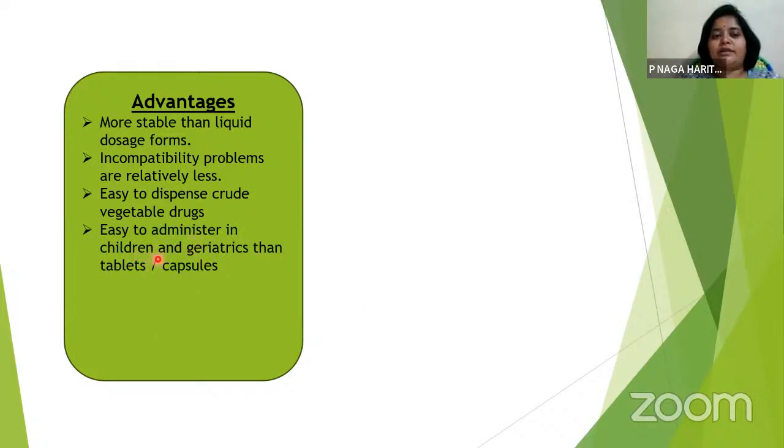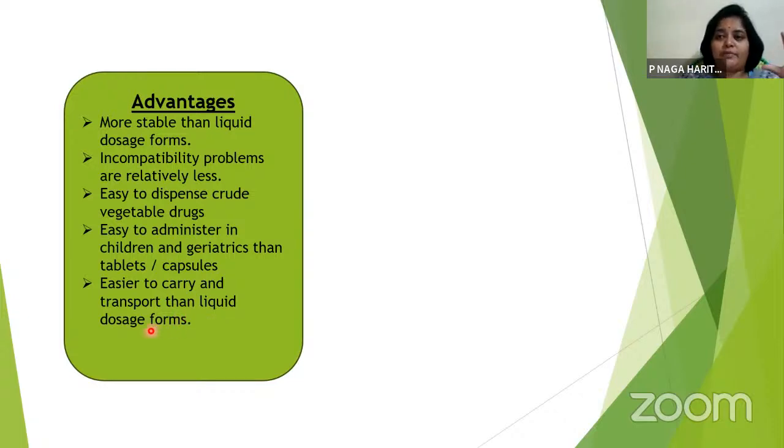And it is easy to administer to children and geriatrics than tablets or capsules. Geriatrics are nothing but old people, elderly people. Okay. When you have a child, a pediatric patient, and a geriatric patient at your home, you can get experience with them. Instead of giving them a tablet, if you take the powder and mix it with any vehicle like honey or milk or even water, they can easily swallow. So that is why we say they are easy to administer when compared with tablets or capsules. And they are easy to carry and transport than liquid dosage forms. When you consider a liquid dosage form, it will be in a container.